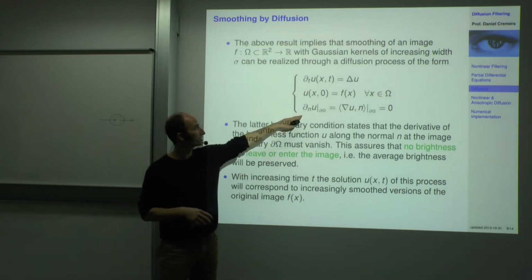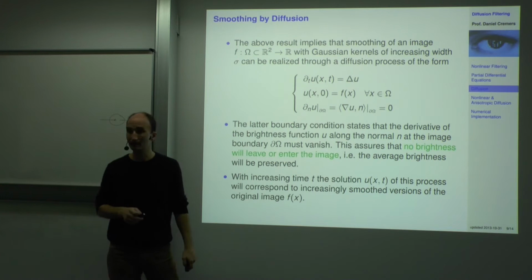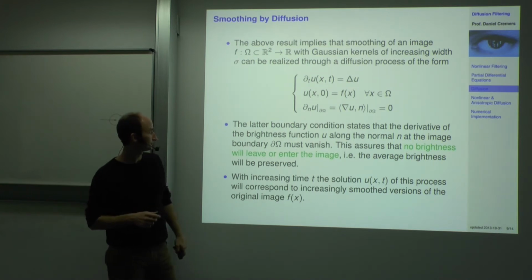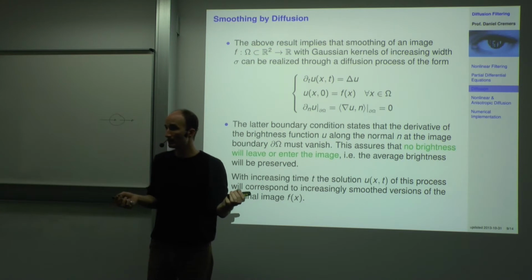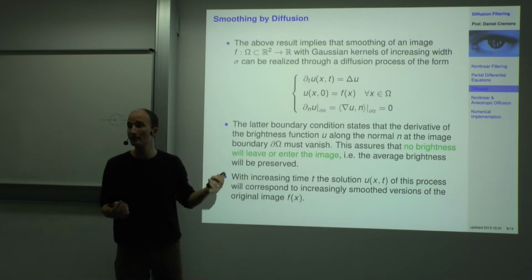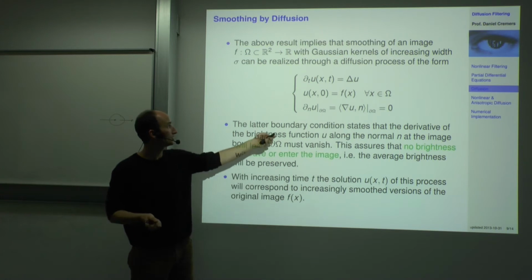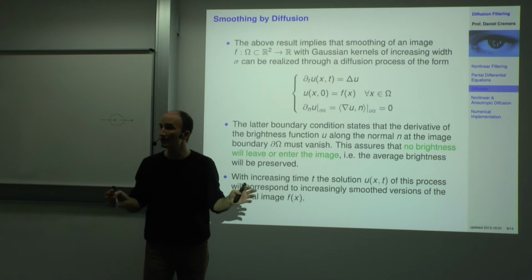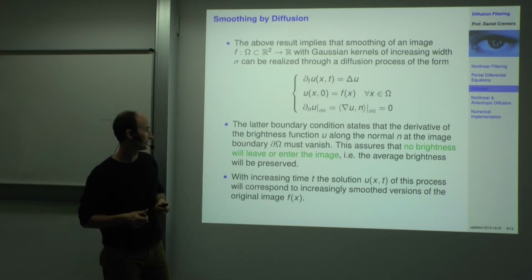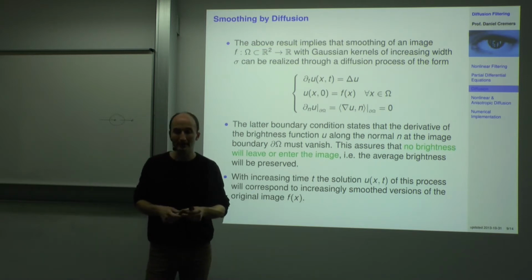And as you may recall, it's called a von Neumann boundary condition. So we're not saying that the concentration is zero at the boundary, or constant as in the Dirichlet boundary condition, but we're saying its normal derivative is zero, meaning no concentration leaves or enters the image. And so what we observe is that with increasing time, the solution of this process corresponds to more and more blurred versions of the input image.